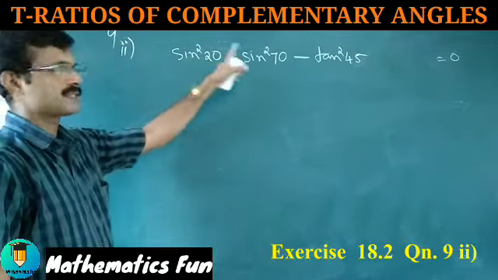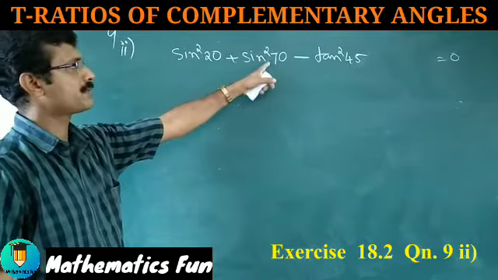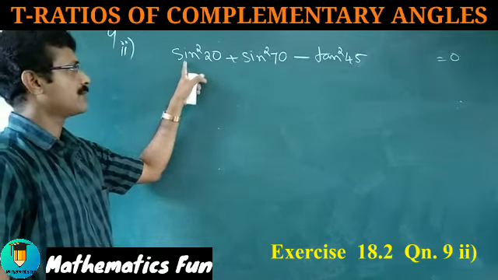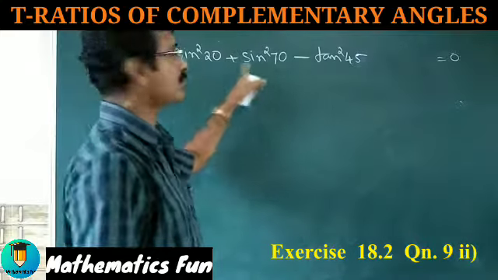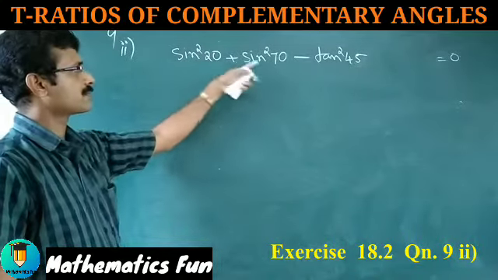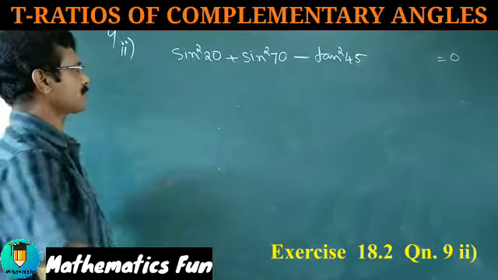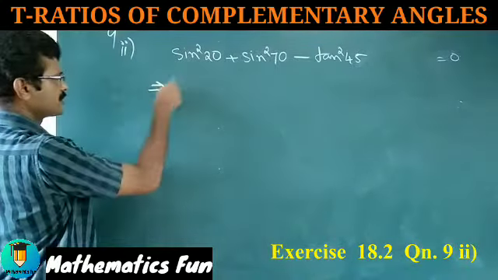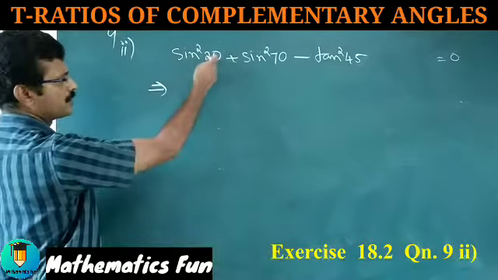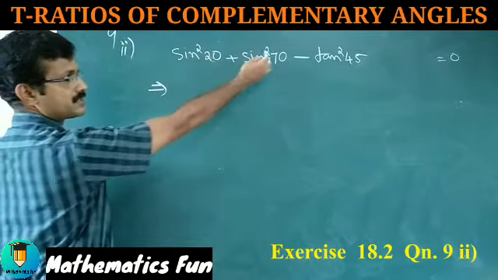Sin square 20 plus sin square 70. Many students will try to take sin square common. That is the common mistake all of you make. We cannot take any trigonometric function common like this without the angle. So sin square we cannot take common. So what I am going to do is change one of these, either this one or this one. I am changing this 20.